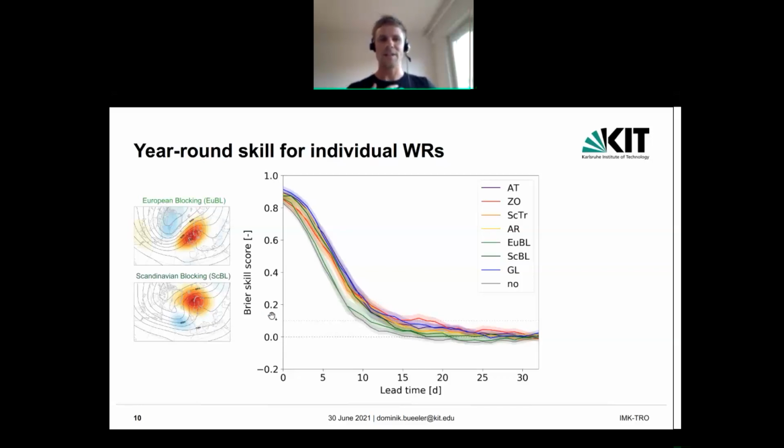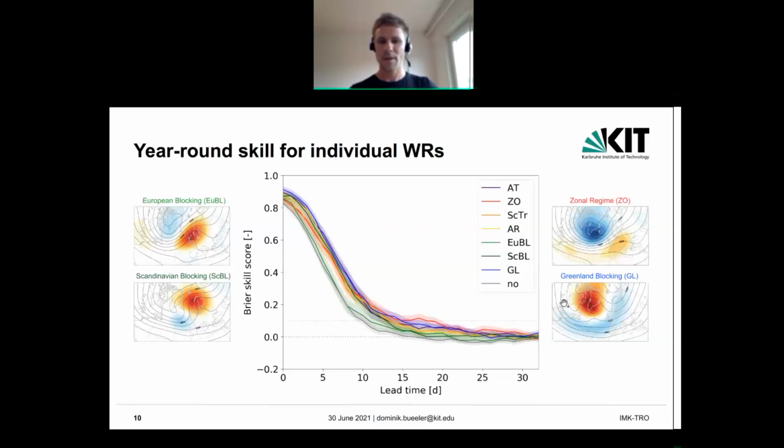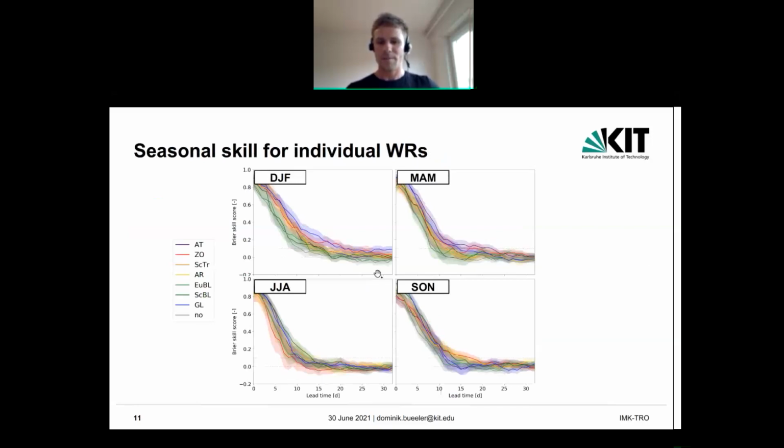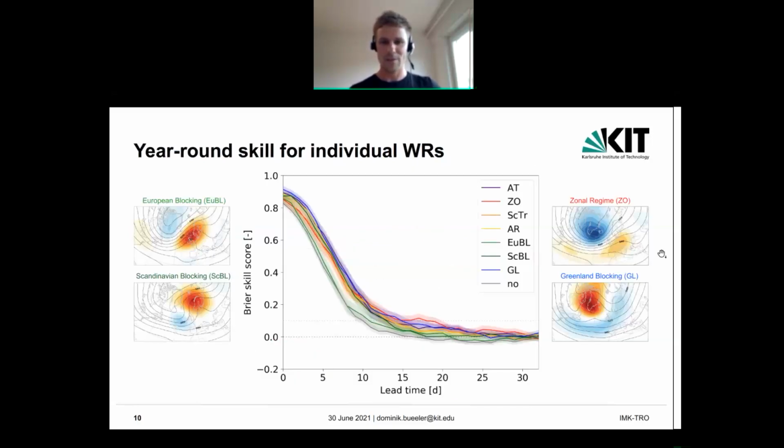And this is interesting in the sense that we know about these problems in blocking. This is nothing new, but with our new definition of regimes, we show that it seems to be more this centrally located European blocking that causes the major problems throughout the year. And the other, let's say the winning regimes, are this zonal regime, the Greenland blocking, the blue and the red line, which tend to have the longest skill also throughout the year.